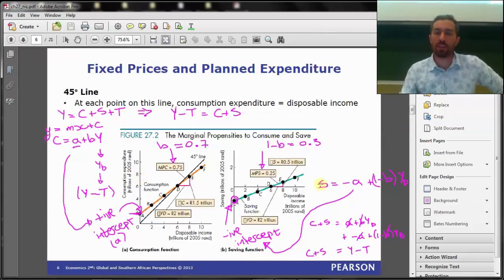So our savings function, in relation to our consumption function, is basically a kind of inverse of the consumption function. The intercept for our savings function is just the negative of the intercept of the consumption function. The slope of the consumption function is B. The slope of the savings function is 1 minus B.